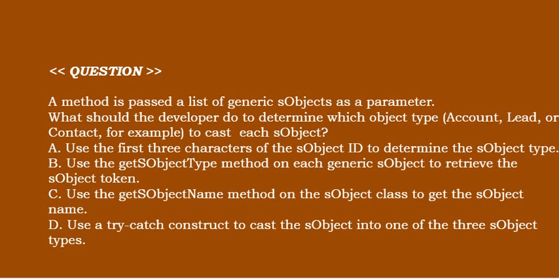Use the getSObjectName method on the SObject class to get the SObject name. Option D. Use a try-catch construct to cast the SObject into one of the three SObject types. Correct answer is option B.